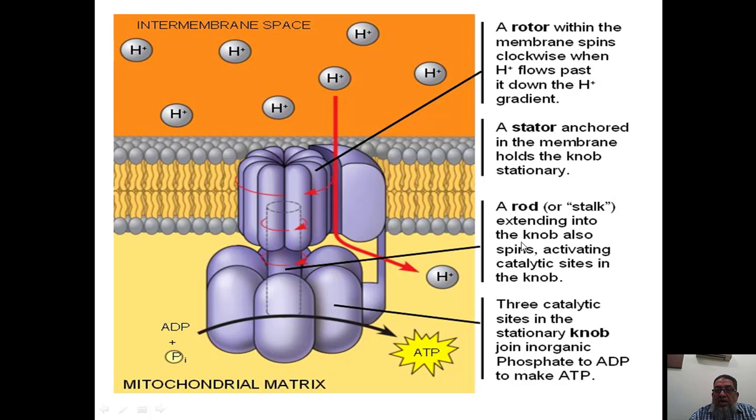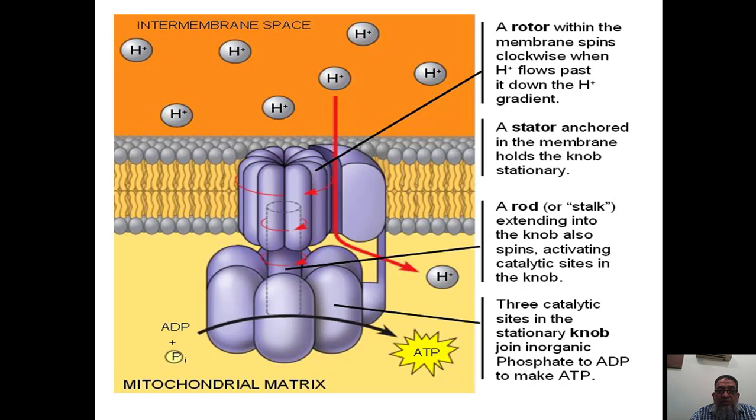A rod or stalk extending into the knob also spins. Now, this rod also spins along with the rotor. This will spin again in the clockwise direction. So, as you see in the picture, this is a rod, and this is again a clockwise rotation. This knob also spins, activating catalytic sites in the knob.